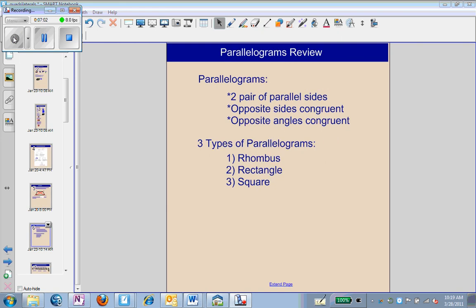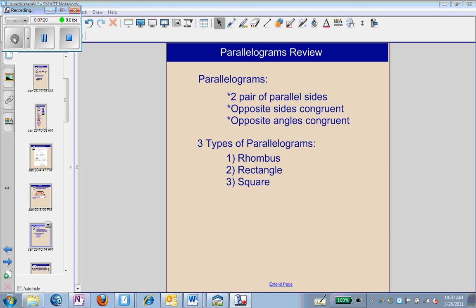So to recap, parallelograms have two pair of parallel sides. Opposite sides are congruent and opposite angles are congruent. There are three types of parallelograms. The first two main types are rhombus and rectangle, and then there's a type of rhombus that's also a type of rectangle, and that's called a square.